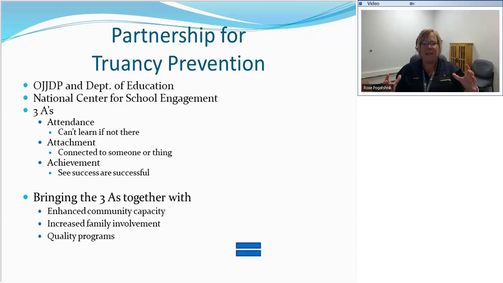But we can't stop with just the 3 A's. We need to combine that in a bigger picture. We need the community's help. The school can't do it alone. There needs to be community support to achieve these 3 A's. We need the family involved. It's not like you just send your kids to school and then expect them to be successful in their education. And then we also need quality programs at our schools. When we take all of that, we can see success, or it equals success.